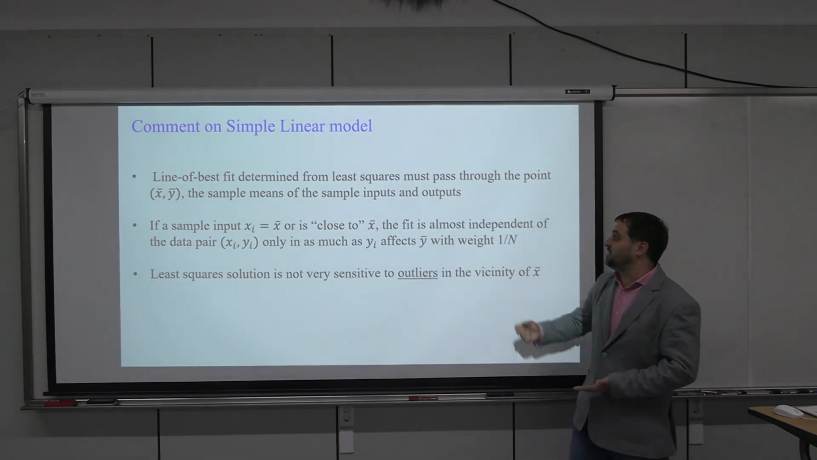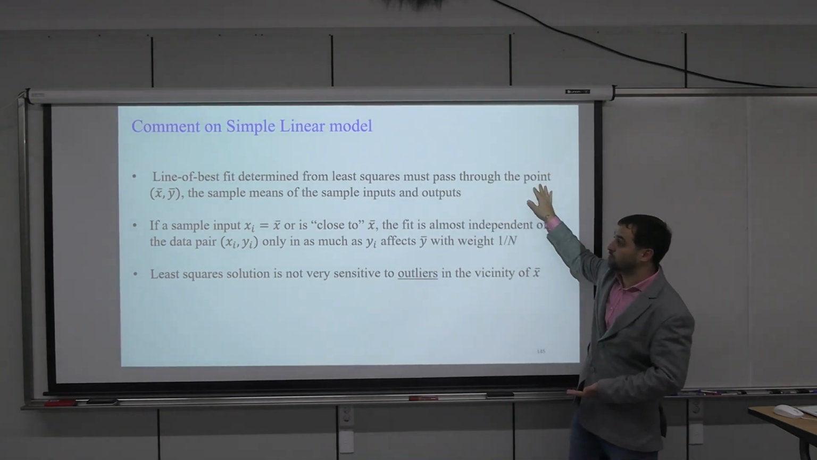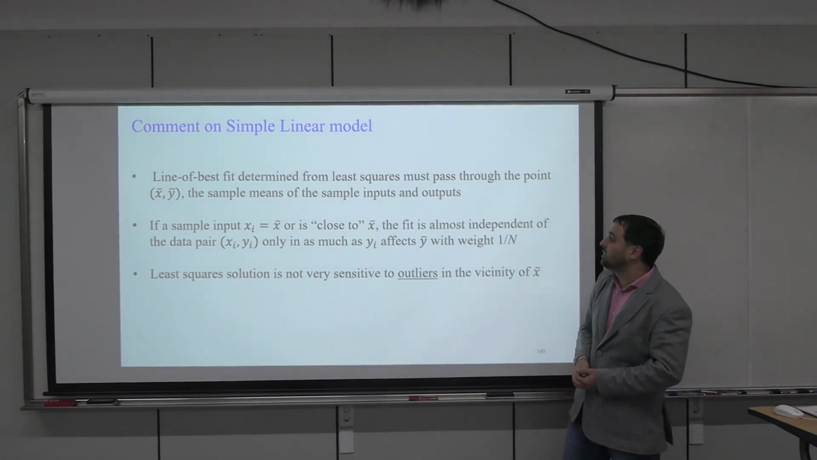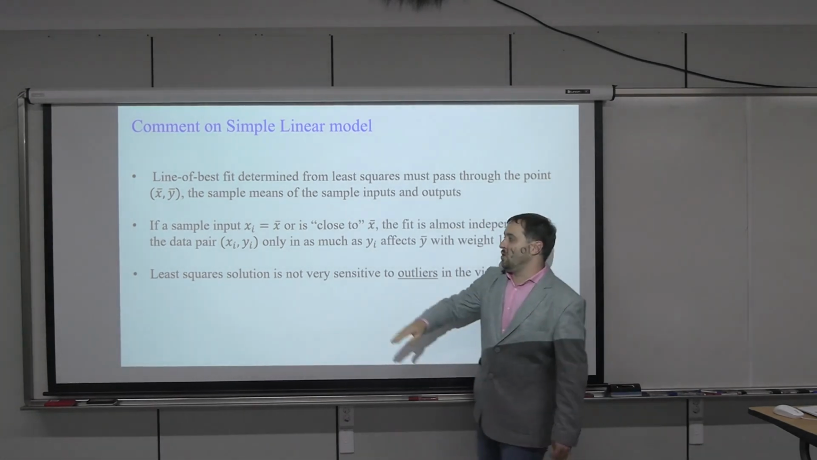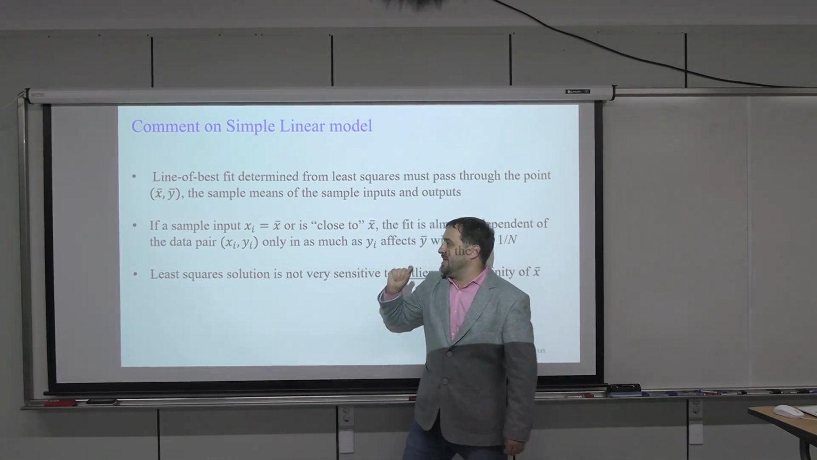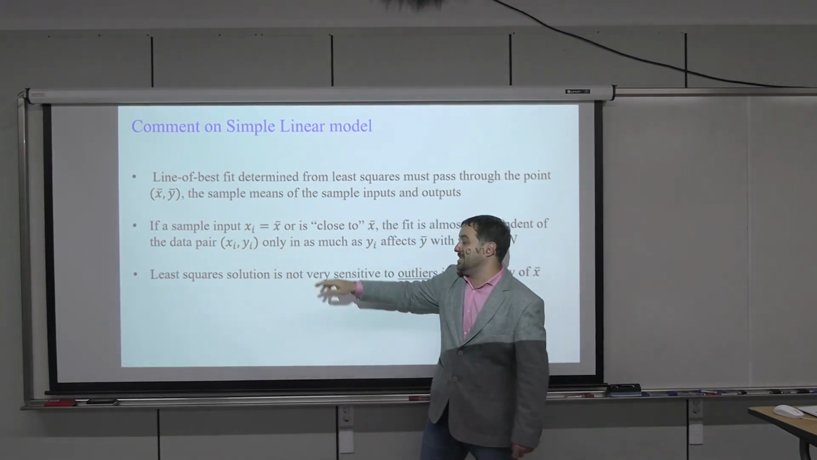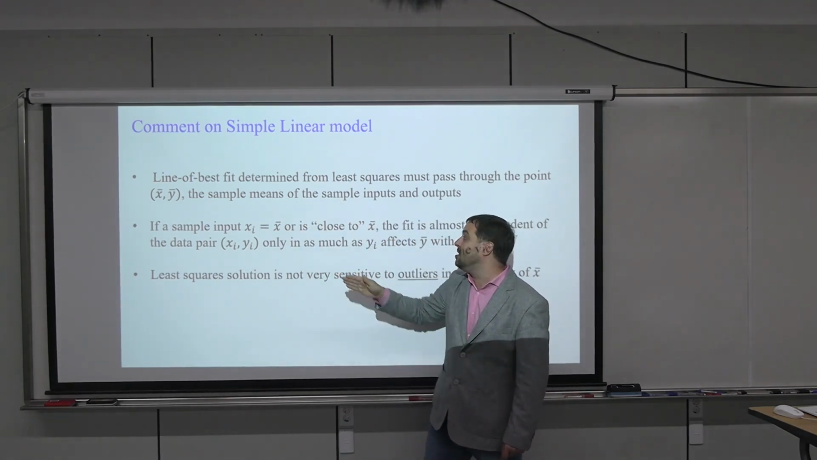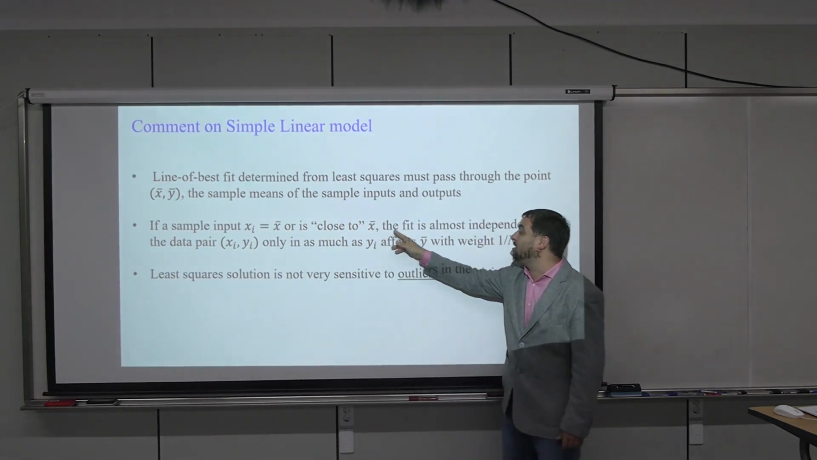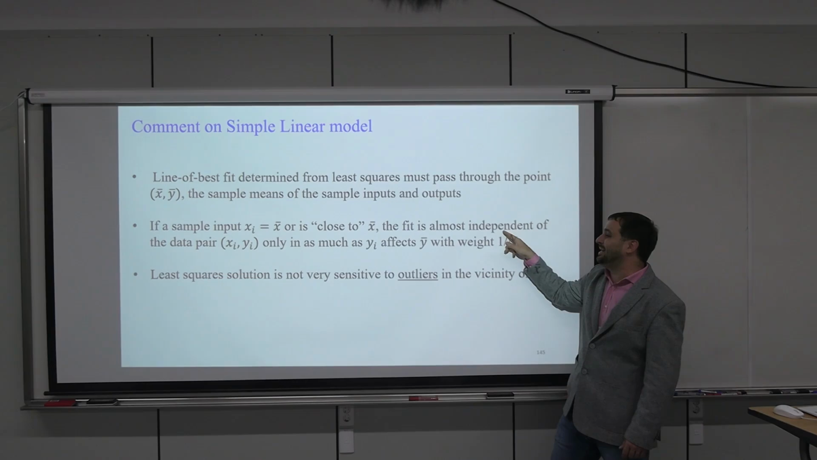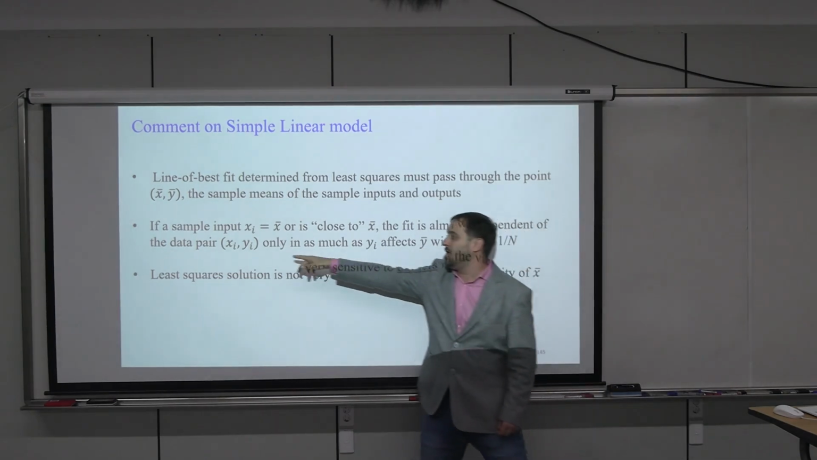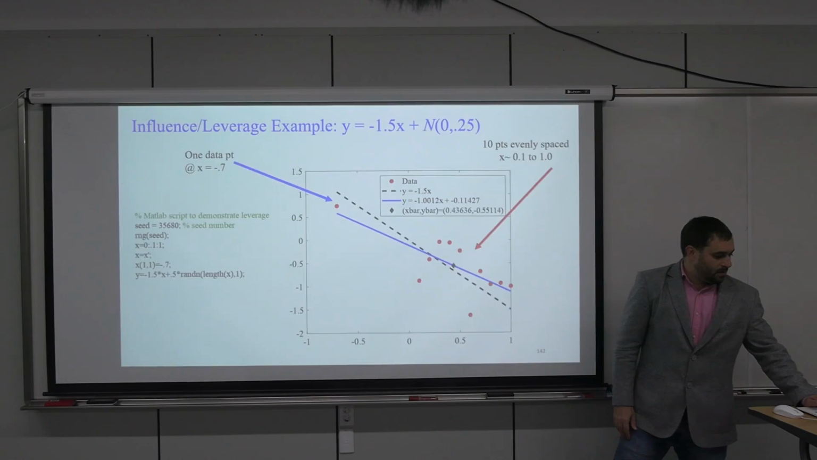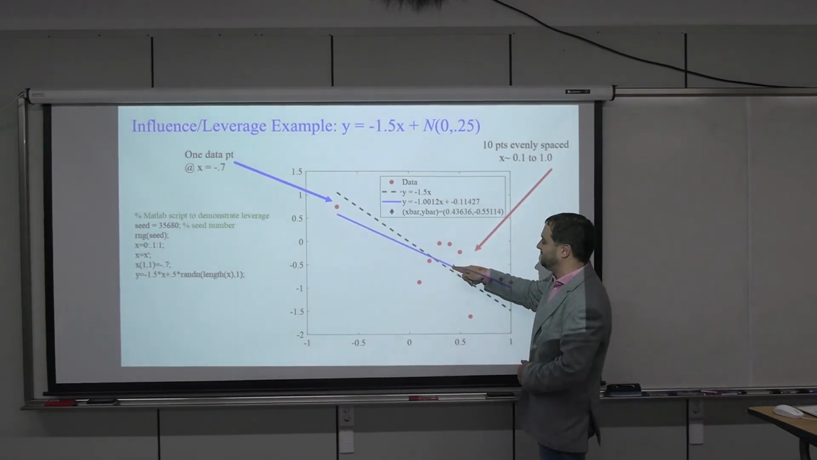Okay, and so just some other comments. Remember, the line of best fit determined from least squares must pass through the point (x bar, y bar), the sample means of the inputs and outputs. And so if a sample input xi equals x bar, it happens to land right on the sample mean, or it's just close to x bar, the fit is almost independent of the data pair xi, yi. The line of best fit has to pass through.